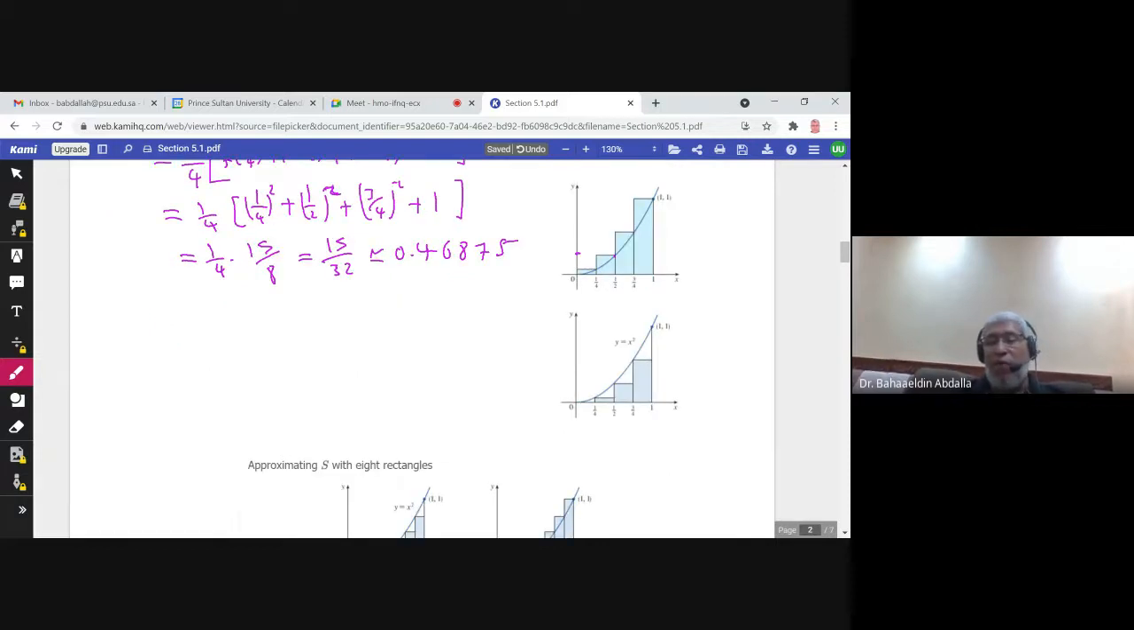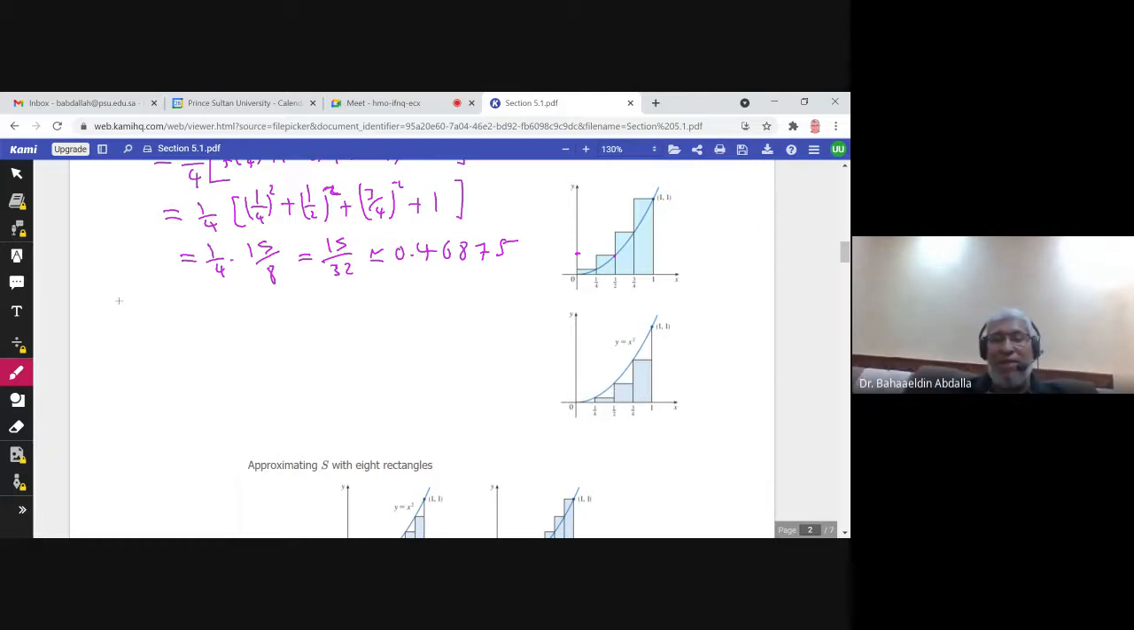Now, if we use the left endpoint instead to be the height of the rectangle, the height of the first rectangle is f of 0. Well, f of 0 is 0, so there is no rectangle here. The second rectangle, the height is f of 1 over 4. The third rectangle, f of half, is the height. And f of 3 over 4 is the height of the fourth rectangle.